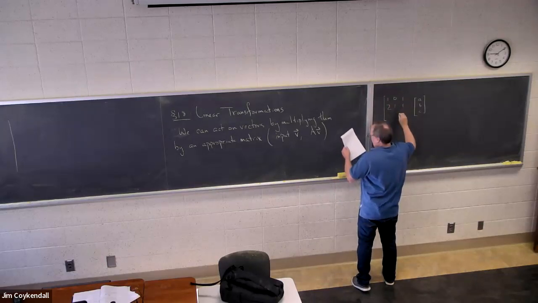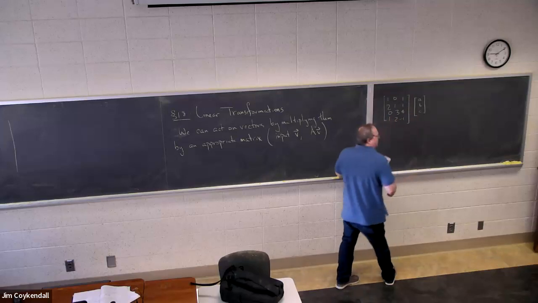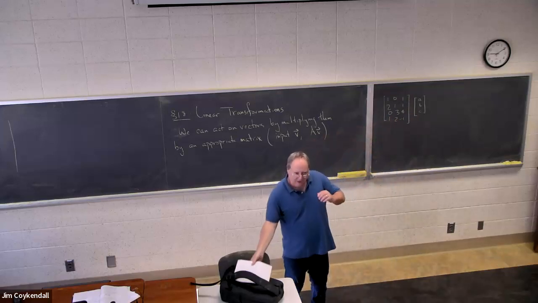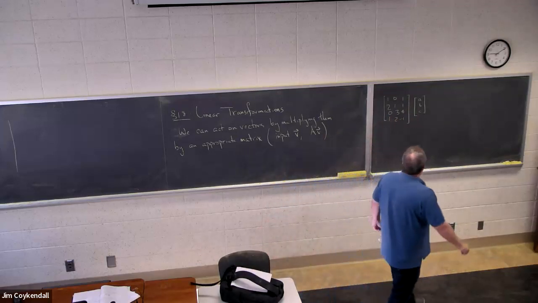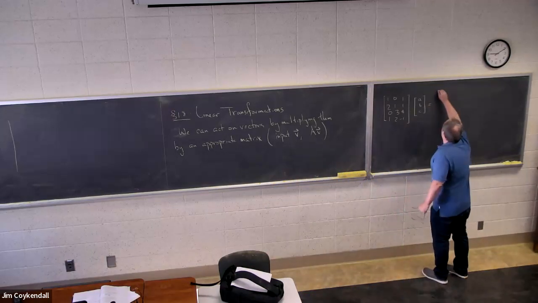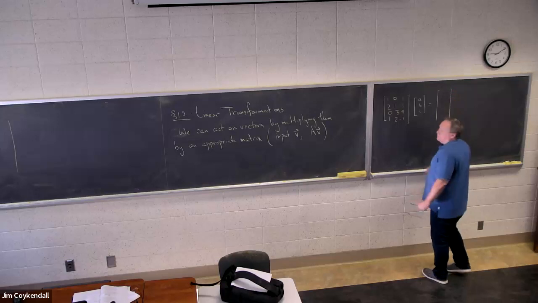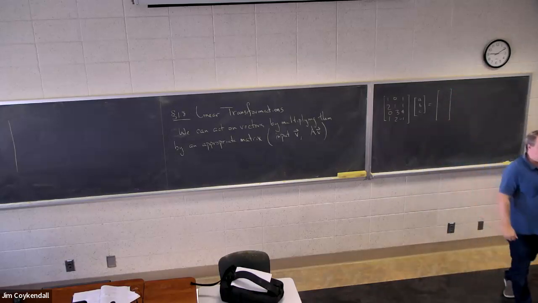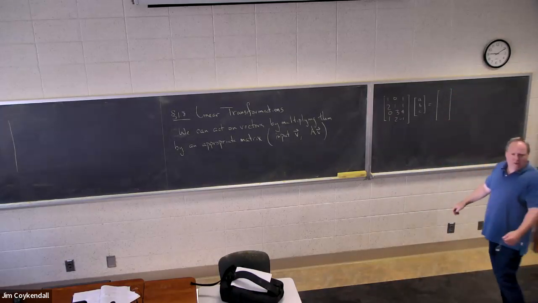The matrix has rows 1, 0, 1; 2, 1, 1; 0, 3, 4; and 1, 2, -1. Now, if I take my input vector (a, b, c), then the size of my output vector should be 4x1. Everybody agree with that? And let's see what we get.